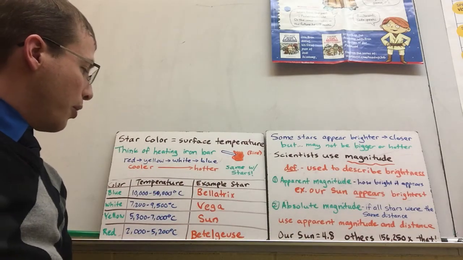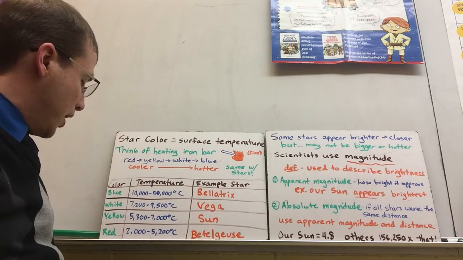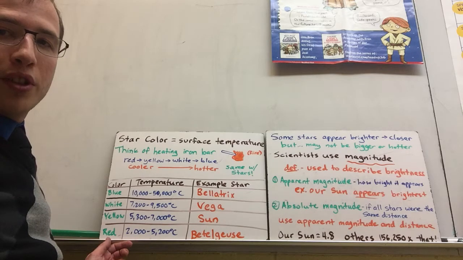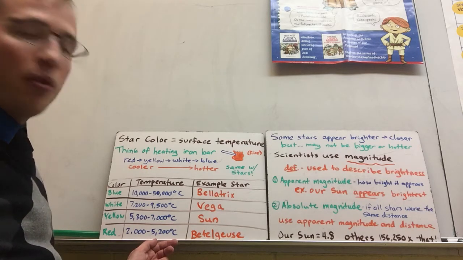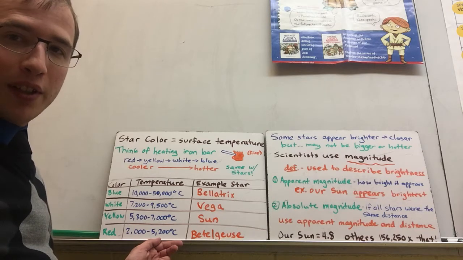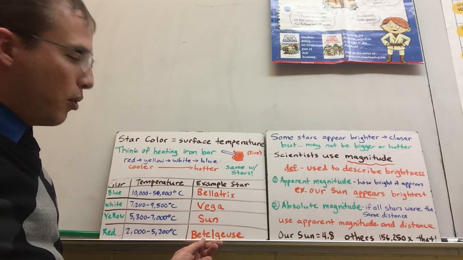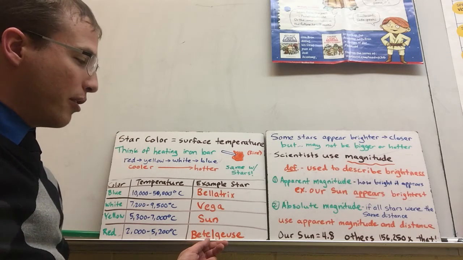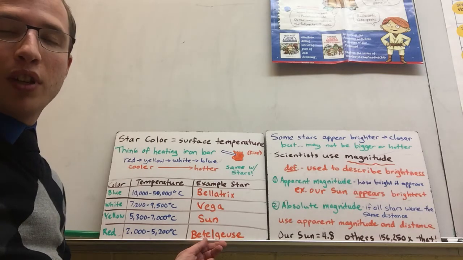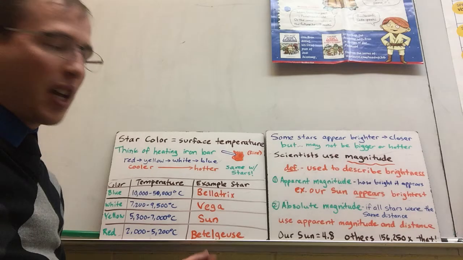So, we have a chart here of different stars. A red star, which is the coolest, is going to be about 2,000 to 5,200 degrees Celsius. So it's really hot, but it's not the hottest out there. And an example of a red star is going to be Betelgeuse, okay? So the red star, not the hottest, and Betelgeuse is an example.